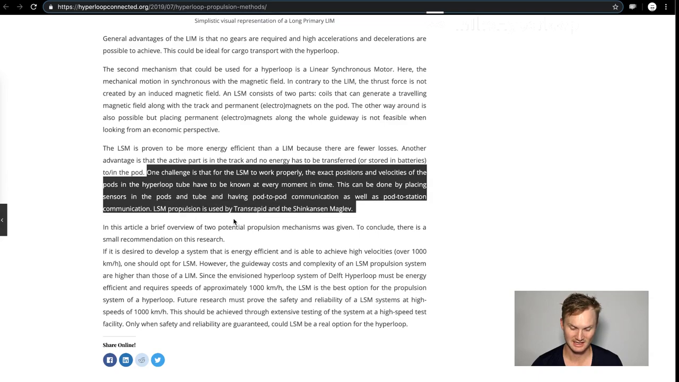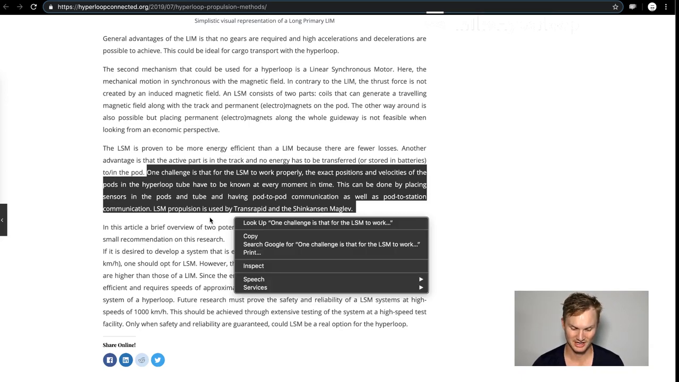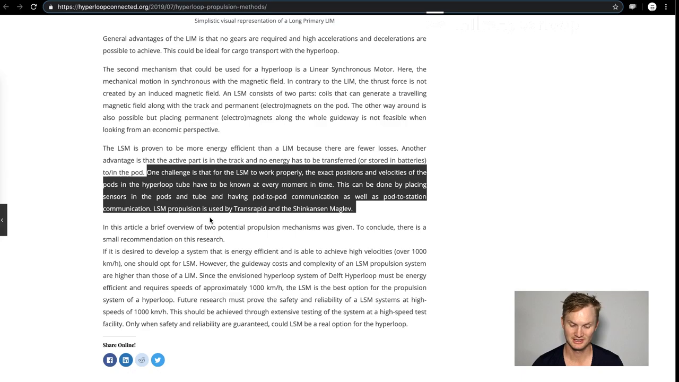One challenge is that for the LSM to work properly, the exact position and velocities of the pods in the Hyperloop tubes have to be known at every moment. This can be done by placing sensors, or pod-to-pod communication, or pod-to-station communication. Linear short motor propulsion is used by Transrapid and the Shinkansen Maglev.